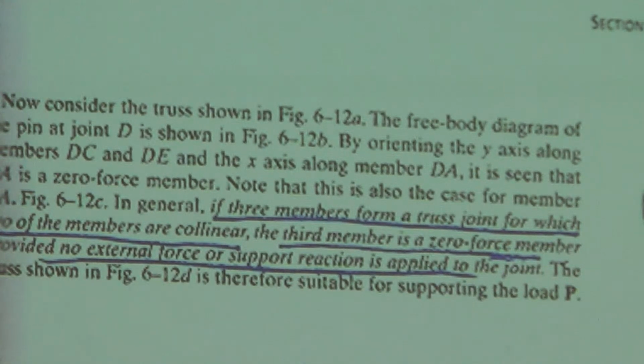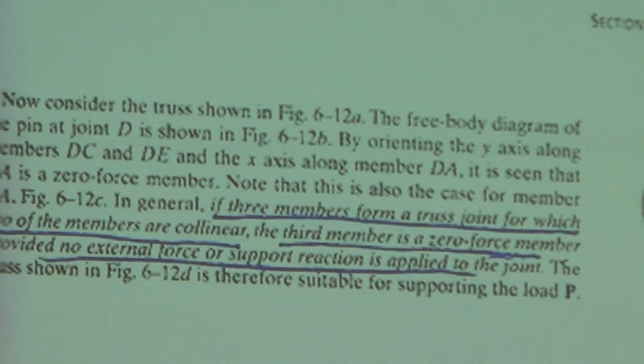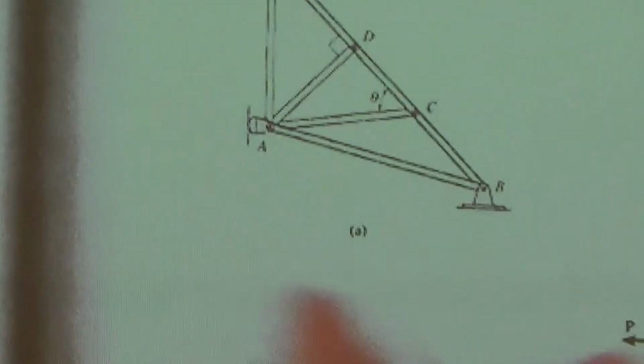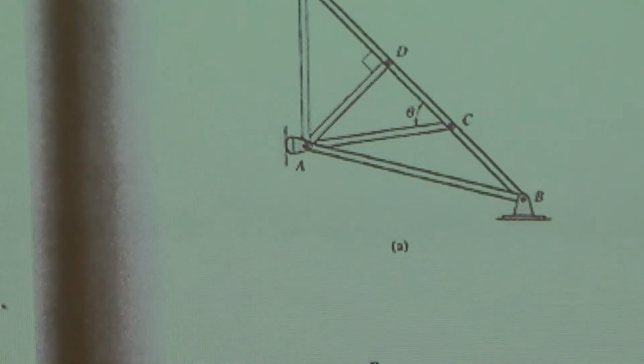So we have to find a joint where there are three members coming together. Two of them are collinear, one is not, and the one that's not is zero. So, Nick, we're up to you. Do you see a joint where three members come together, two of them are collinear, one's non-collinear? What joint do you see?